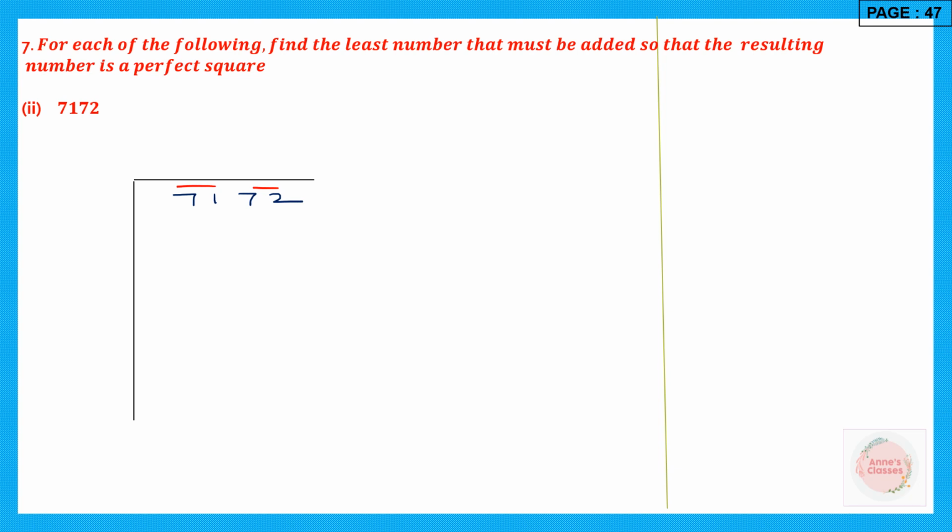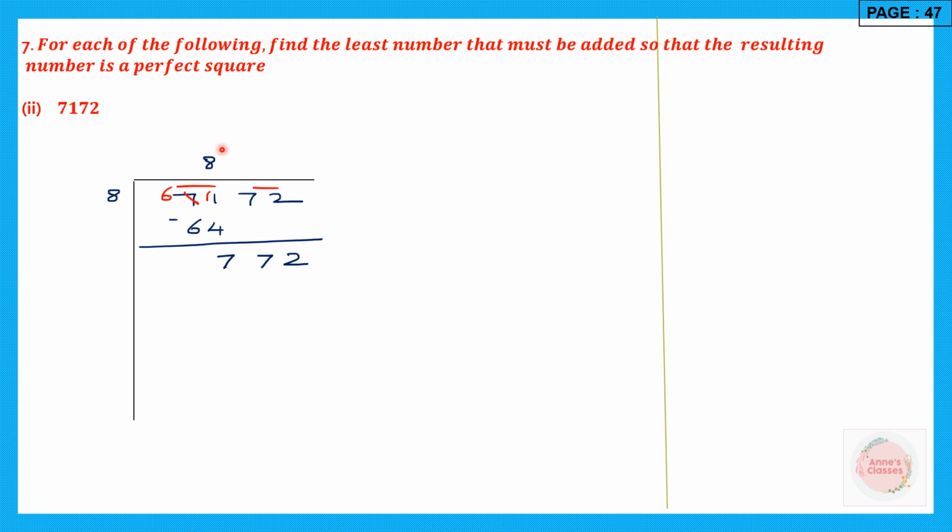Think of a number whose square will give you a number close to 71. How about 8? 8 eights are 64. Now here let's subtract. This will become 6 and 11. 11 minus 4 is 7. Now bring down the next pair, 72. So our number now is 772.